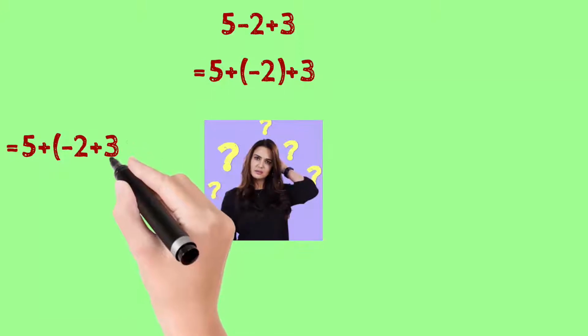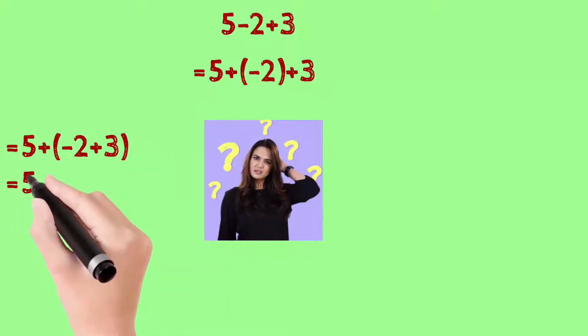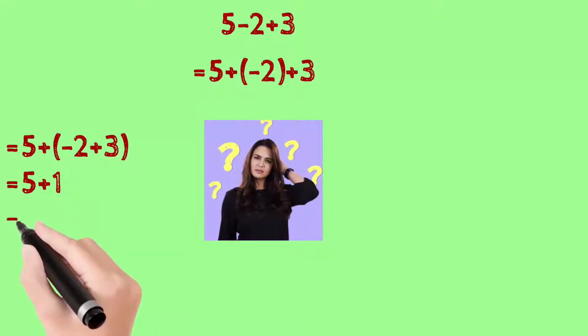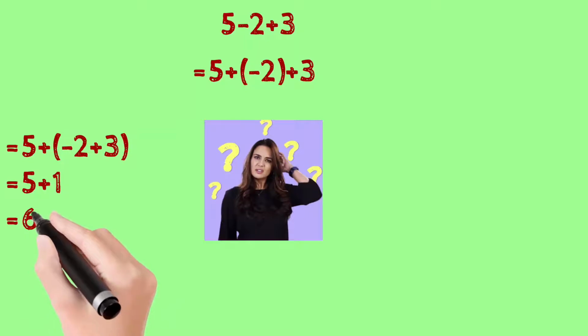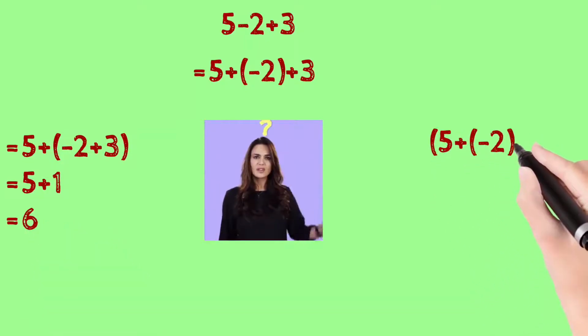Now see 5 plus minus 2 plus 3. So minus 2 plus 3, it is actually 1. So 5 plus 1, that will be equal to 6. So we have eliminated the minus in between the two numbers and taken the number as a negative number.